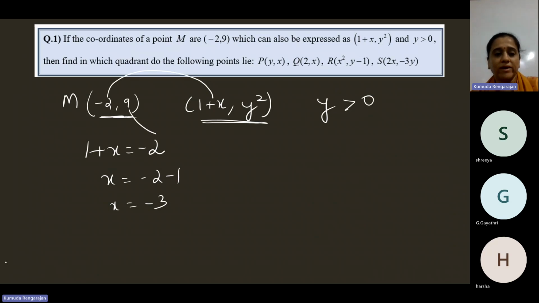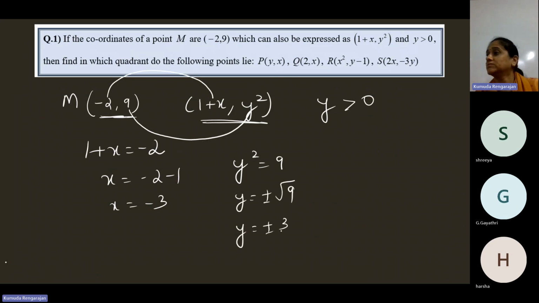And then equate the y coordinate to the y coordinate here. So y squared is equal to 9. So y is equal to plus or minus square root of 9. y is plus or minus 3. But it's given that y is greater than 0, y is positive. Since the value of y is greater than 0, y cannot be -3. So y is +3.